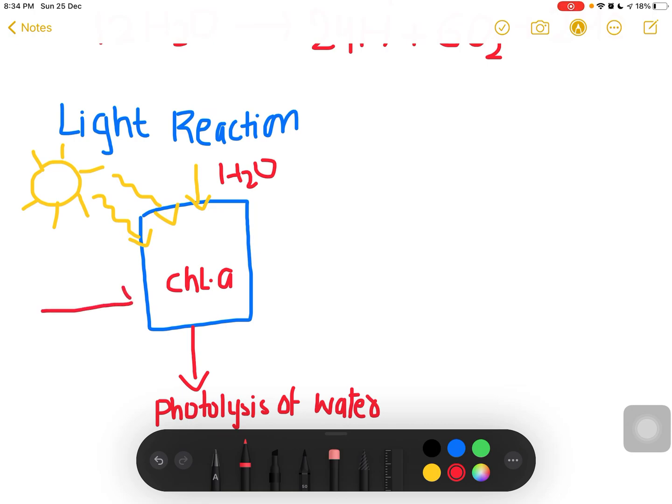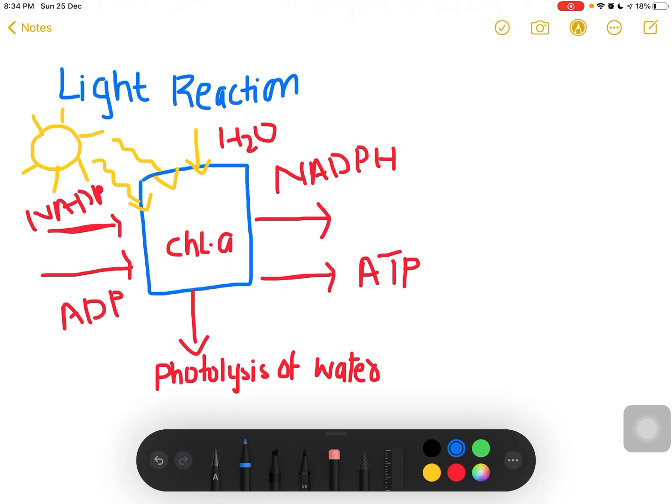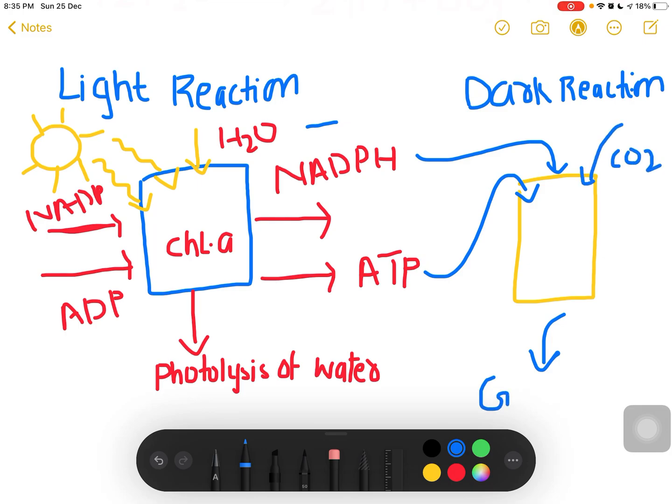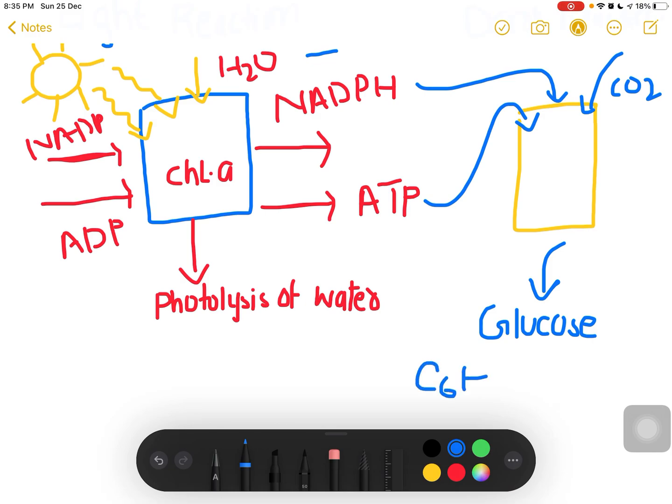And we have also added here ADP, and we have also added here NADP. So what will form? ATP will be formed and NADPH. These both things will be formed. Now these both things will go in dark reaction. Basically, dark reaction is a misnomer. This NADPH and this ATP will go in this dark reaction, and they will form with carbon dioxide, right? They will form glucose. What's the formula of glucose? The formula of glucose is C6H12O6, right?